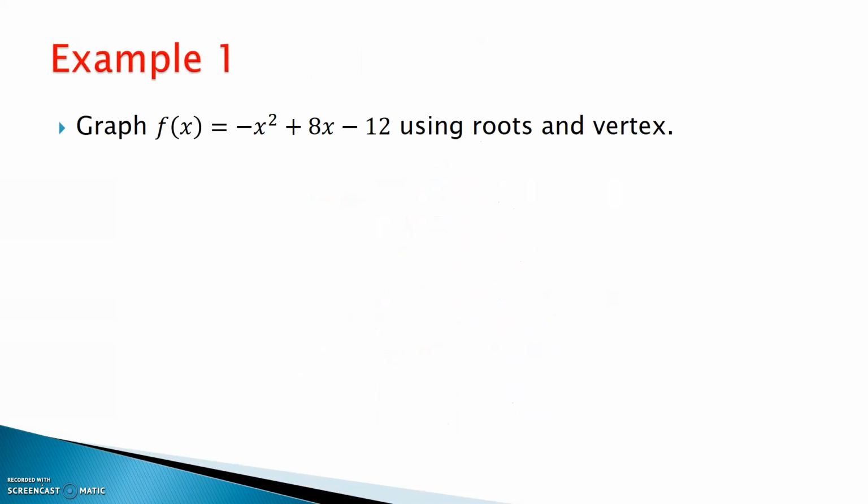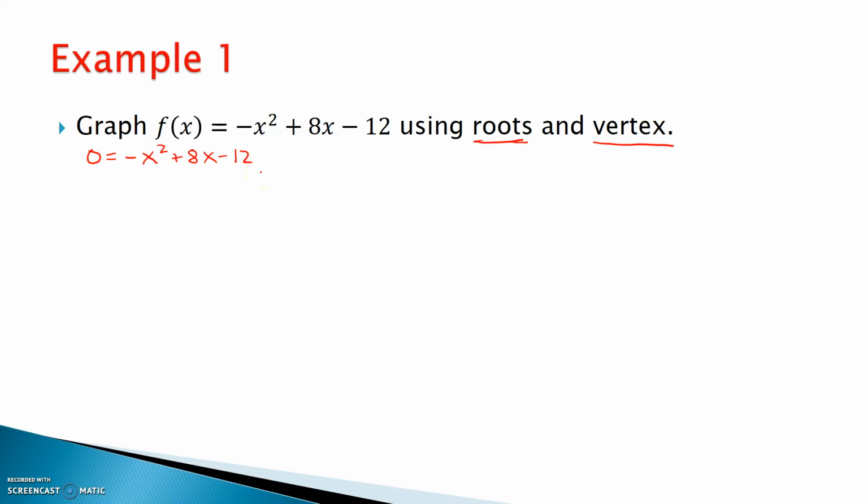All right, so let's jump into it. Here it says graph f of x equals -x squared plus 8x minus 12 using roots, which is a fancy way to say x-intercepts or zeros, and then our vertex, the very center of our parabola. Before I can get the vertex, let's take a look at the roots. How do we find the roots? Well, you have to set y, or in this case f of x, equal to 0. So you have 0 is equal to -x squared plus 8x minus 12.